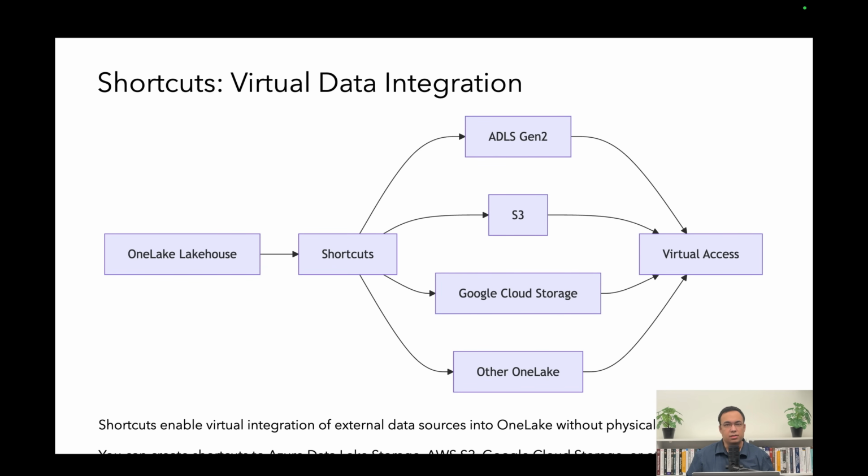Now, there are performance considerations with shortcuts. If you're querying data over the internet from an external cloud, that's going to be slower than querying data in your OneLake locally. But for scenarios where the data is infrequently accessed or where the governance requirements demand that data stays in its origin location, shortcuts can be an excellent solution.